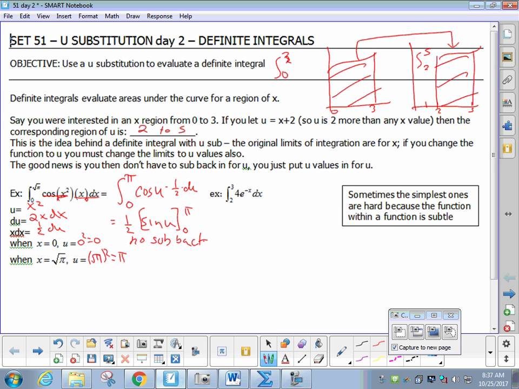In a definite integral, you get a little less work at the back end because you can just stay in u. 1/2 times sine of pi minus sine of 0 is... you answer this question now.